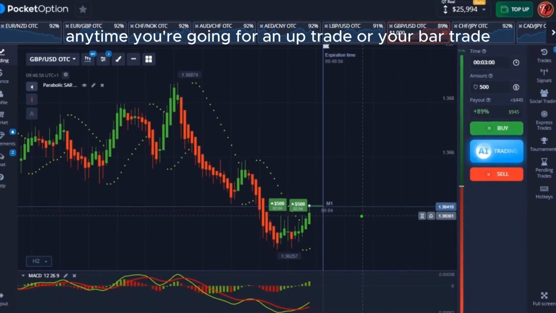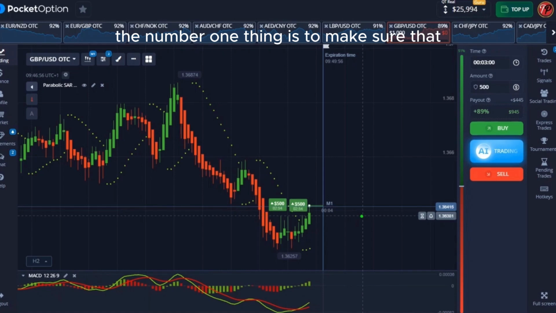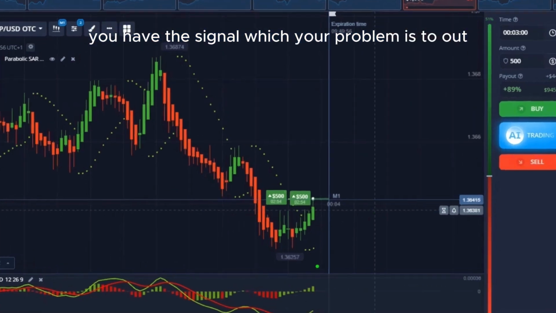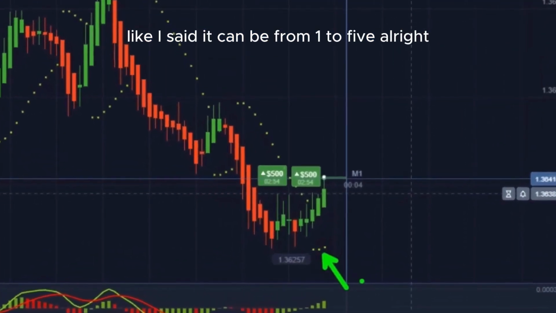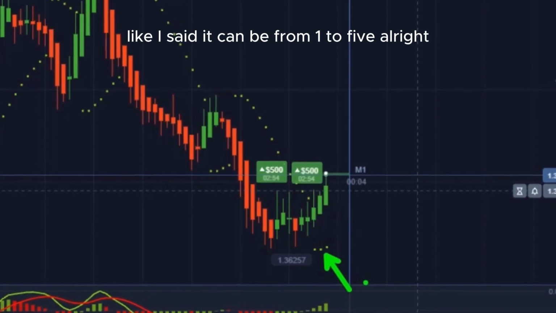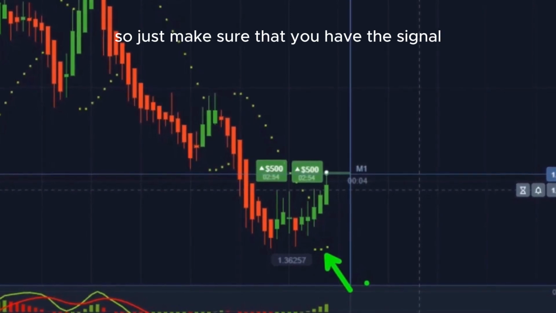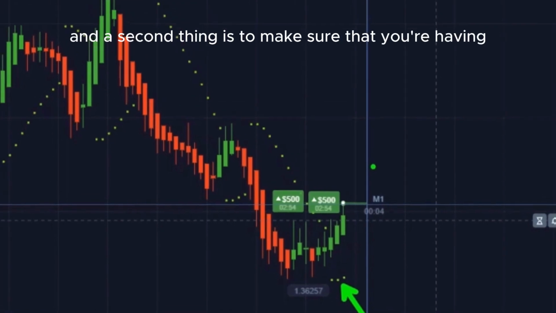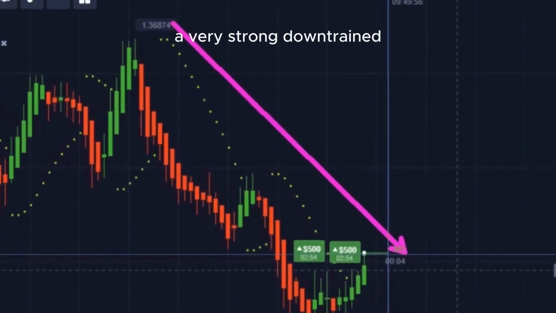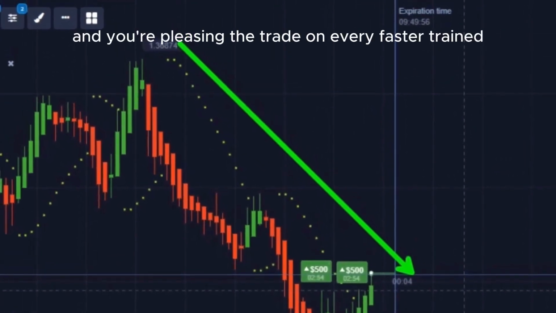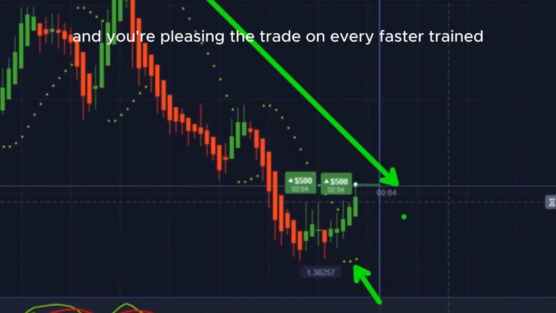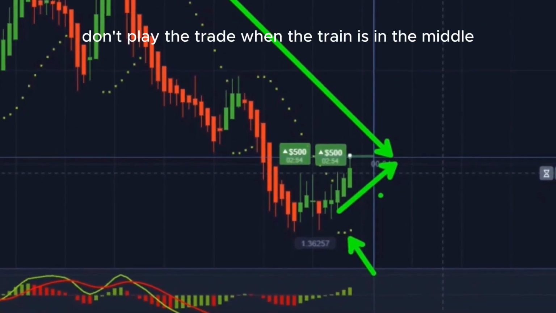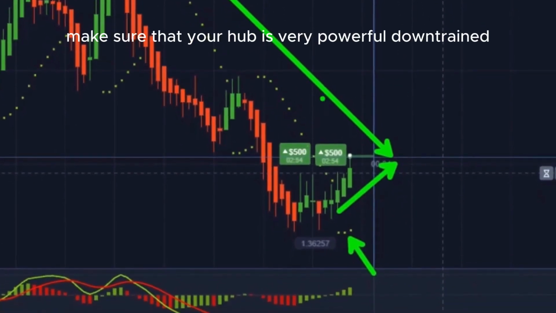So this time around, anytime you're going for an up trade or a buy trade, the number one thing is to make sure that you have the signal with your parabolic SAR. Like I said, it can be from 1 to 5. The dot line must come up. And the second thing is to make sure that you're having a very strong downtrend and you're placing the trade on a reversal. So don't place the trade when the trend is in the middle. Make sure that you have a very powerful downtrend.